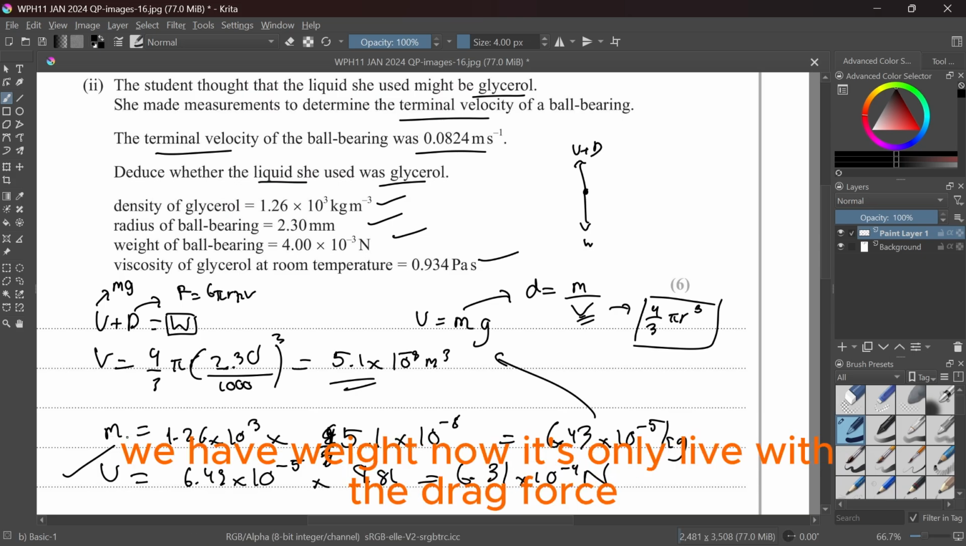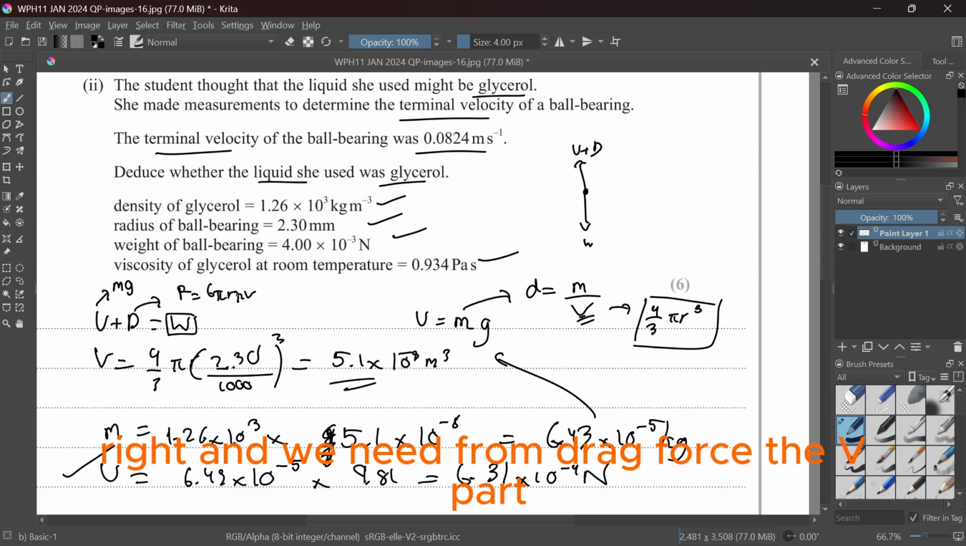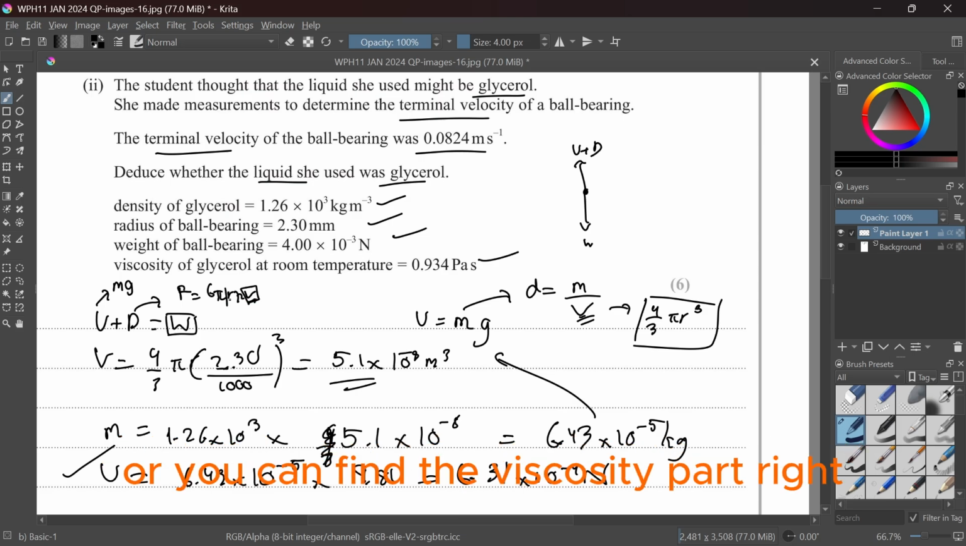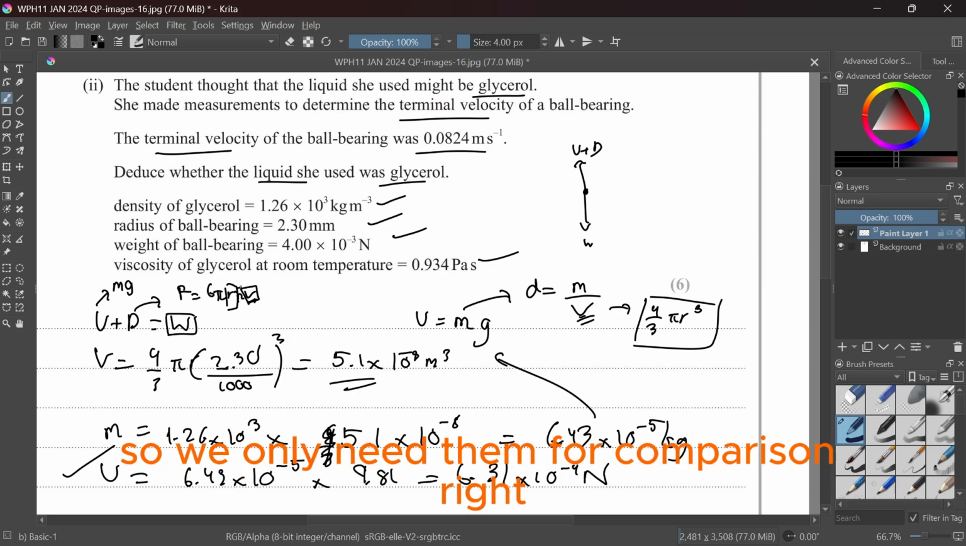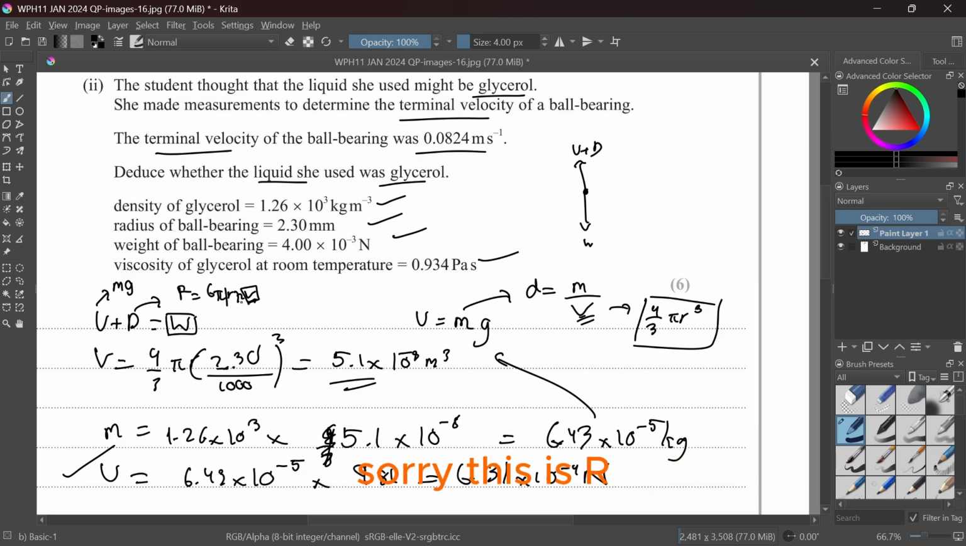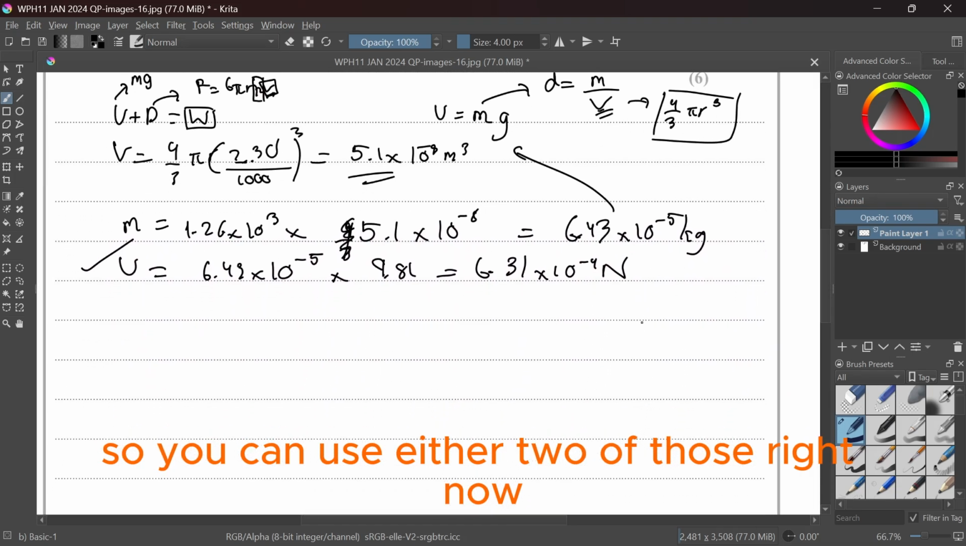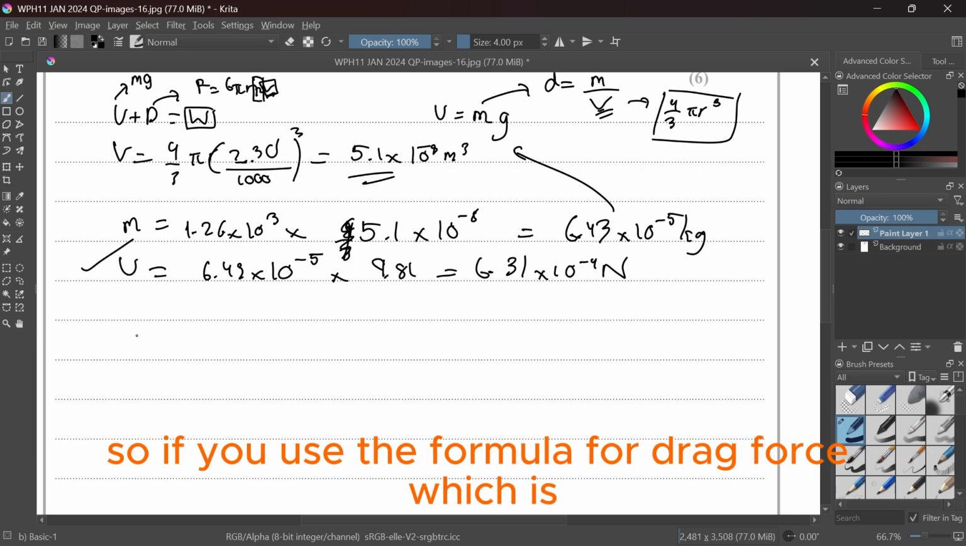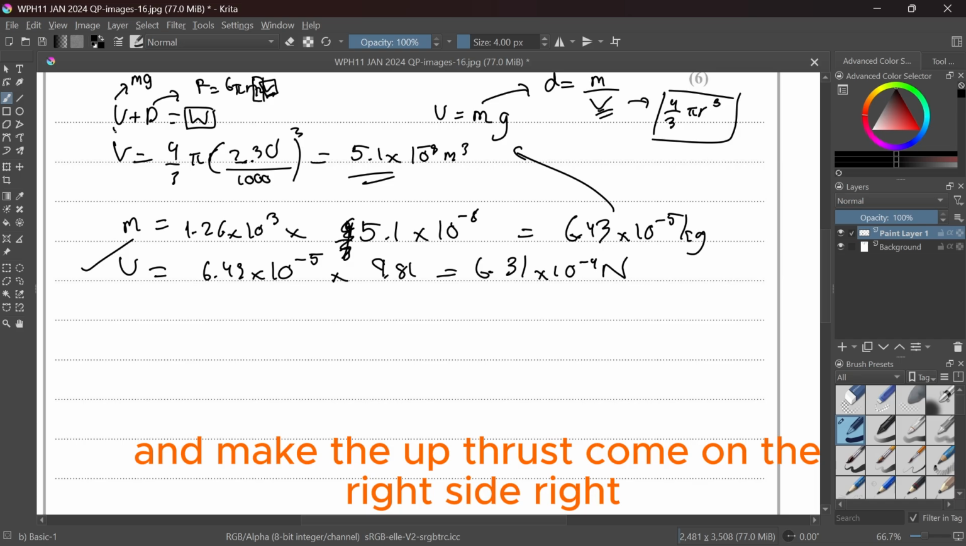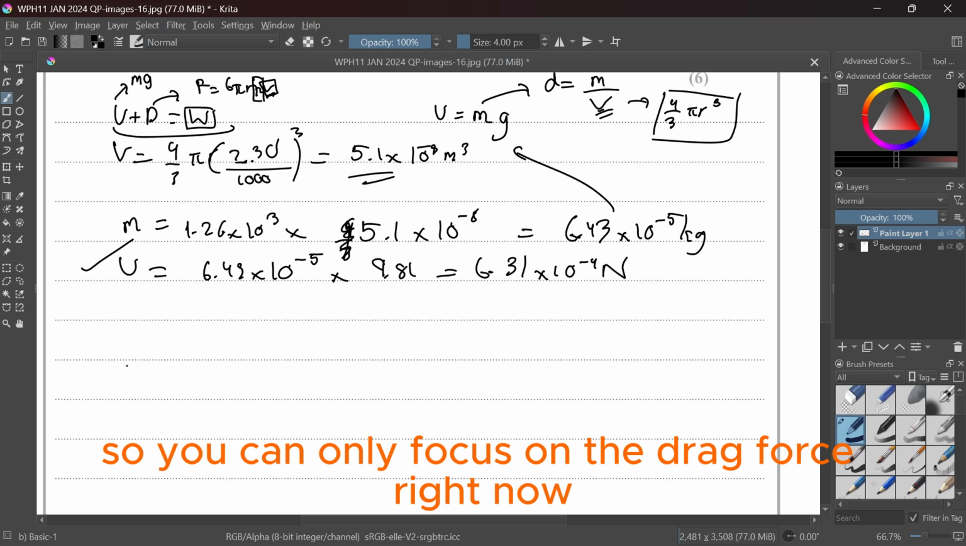We got upthrust, we have weight. Now it's only left with the drag force, right? And from drag force we need the V part, or you can find the viscosity part. So we only need them for comparison, right? Sorry, this is r. My bad, this is viscosity. So you can use either of those. Now, if you use the formula for drag force, make the upthrust come on the right side, so you can only focus on the drag force right now.